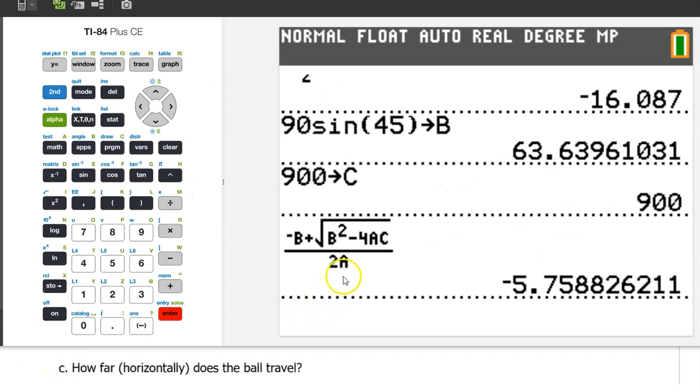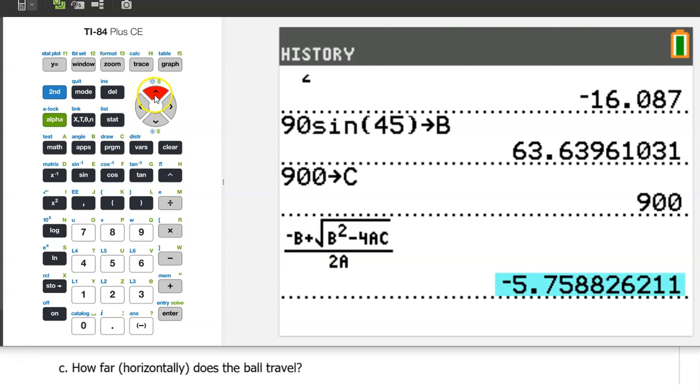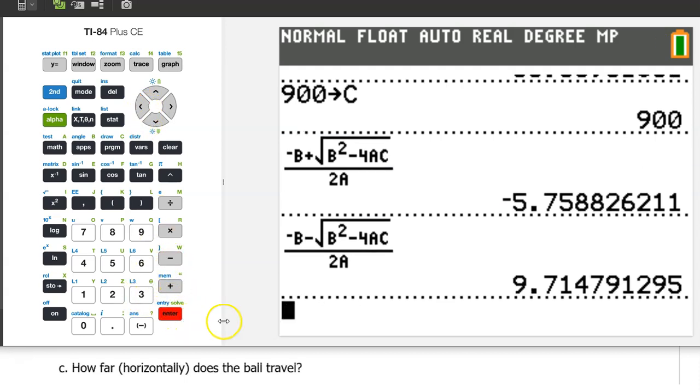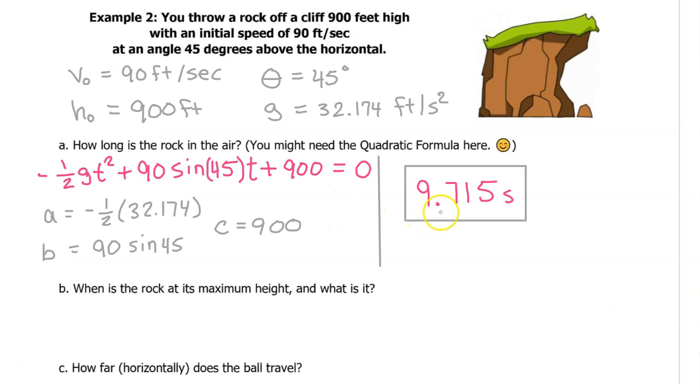So let's do the quadratic formula again, but this time with a minus. We don't need to type in the whole thing again manually. If we go up and highlight and hit enter, we can now edit our previous expression. So I'm just going to go back to the plus, and in the quadratic formula we have plus or minus. We already did the plus, so now we will do the minus. 9.715 if you round up. So the rock will be in the air for 9.715 seconds.